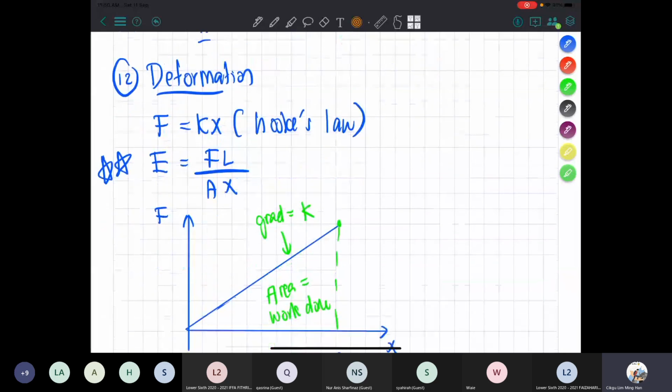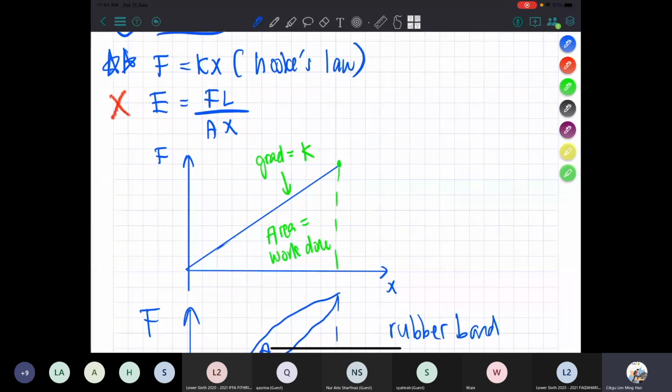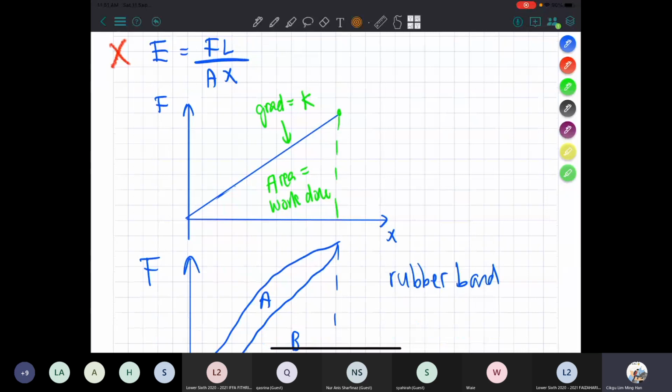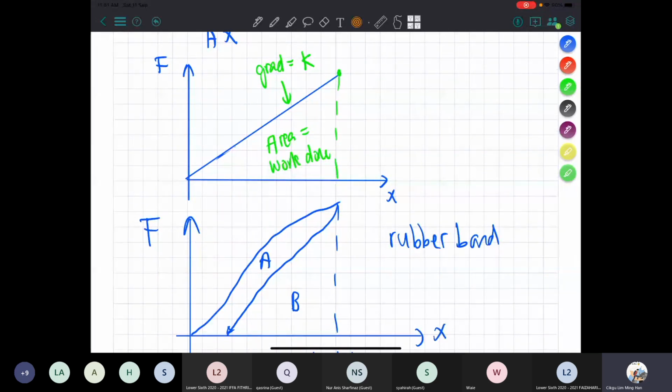And then the next one is the deformation. So deformation, I think I just scanned the paper. This one will be tested, the modulus one. So you have to apply Hooke's law. Hooke's law is something like this. You have a graph of F against X. Then you plot a graph, it will be a straight line through the origin. So the gradient will be the spring constant, and the area under the graph here will be the work done to stretch the spring or to compress the spring.